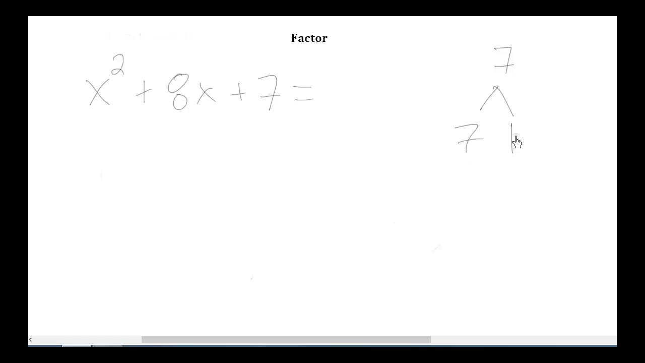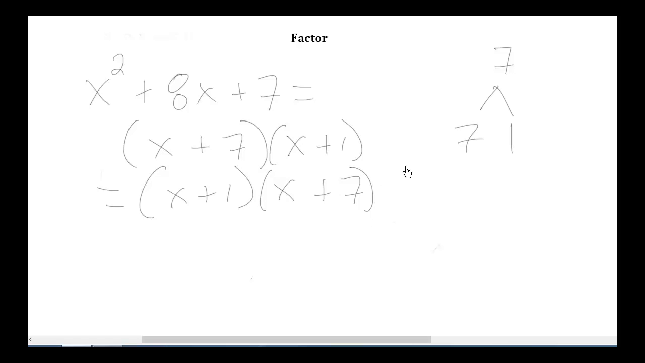If I take 7 times 1, I get the 7. And if I do 7 plus 1, I get the 8. So this goes to x plus 7 and x plus 1. And remember, it doesn't matter the order in which you write them. That's also the same as x plus 1 times x plus 7. Makes no difference at all. We got it. It's factored. And you can FOIL it out and make sure it's right. Okay, last one.